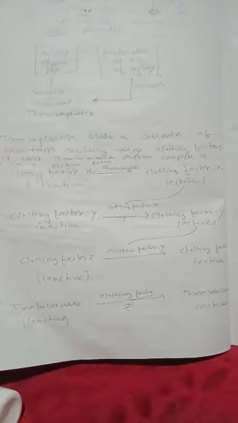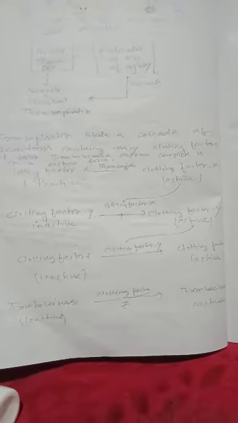Platelets secrete a chemical at the site of injury named thromboplastin. Also, injured tissue secretes thromboplastin. Thromboplastin starts a cascade of reactions involving many clotting factors, and at last the thrombokinase enzyme complex is formed in its active form.